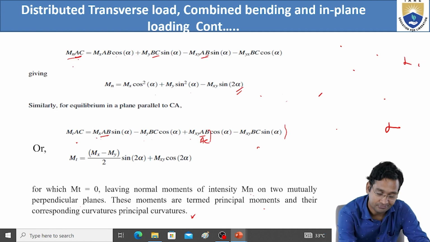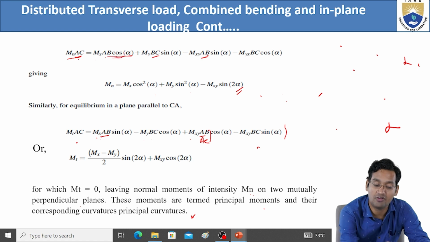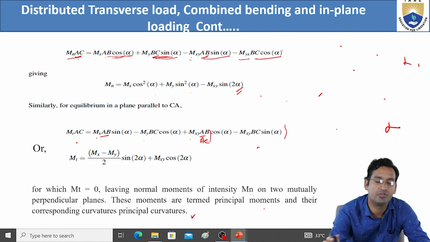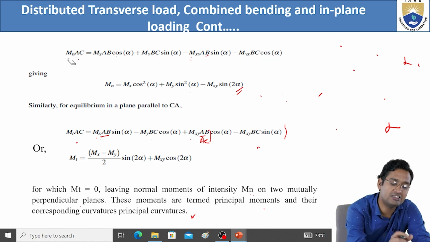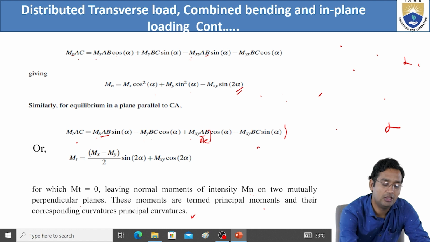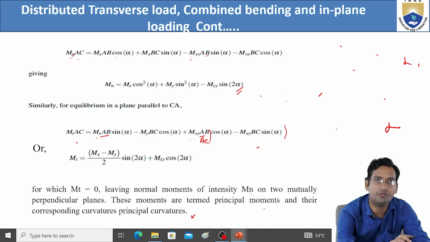So here, Mn into AC, along the x-axis AB cos alpha, and for y, BC sine alpha. So minus Mxy AB sine alpha minus Myx BC cos alpha. Now here what you have to do, just divide with AC. So after dividing by AC, this term is free from AC.